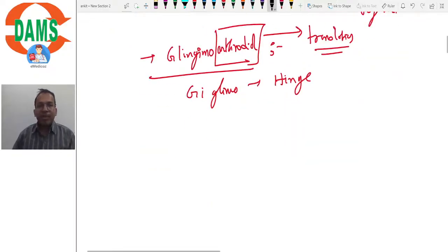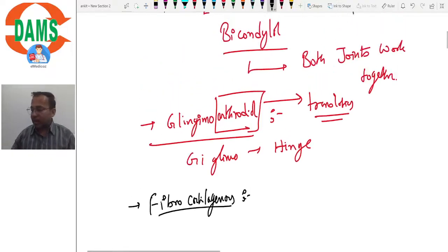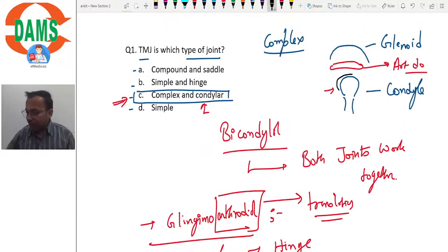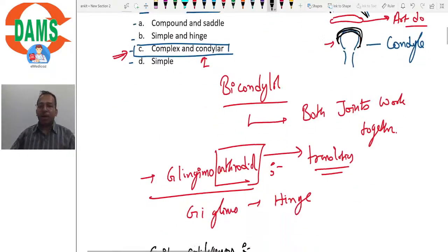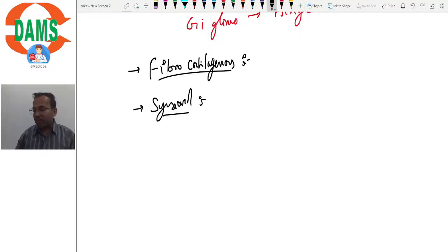So apart from these, how else can it be classified? It is a fibrocartilaginous joint, since a layer of fibrocartilage lines the articular surfaces, right? Cartilage lines the articular surface, isn't it? So that's why fibrocartilage is one. Then it is also a synovial joint, since it has both the synovial membrane and the synovial fluid.